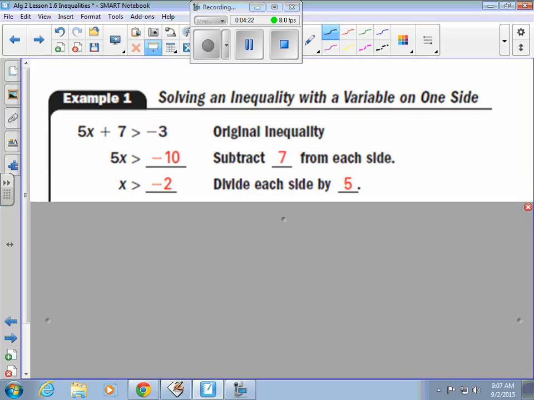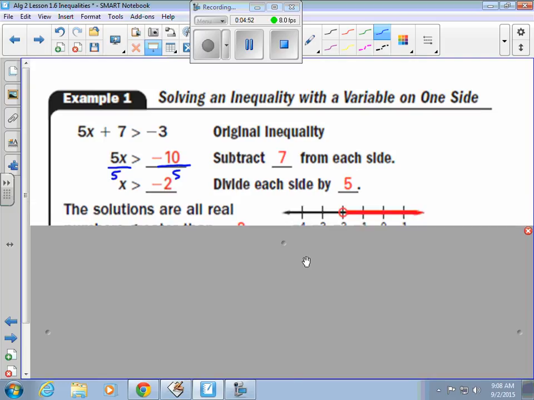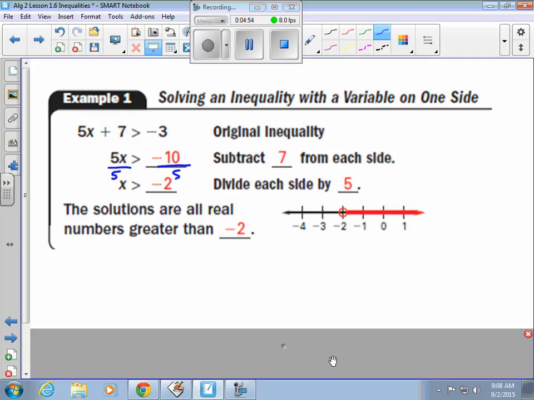Now, here's where the question comes up. Well, the number is negative, so do I reverse the symbol or not? This is the answer to that question. What do you divide each side by? If you divide by a positive number, in this case, we're dividing by a positive 5, you do not reverse it. It doesn't matter that the number comes out to be negative. It's what do you divide by? Since we didn't divide by a negative number, we leave the symbol alone. X is greater than negative 2.